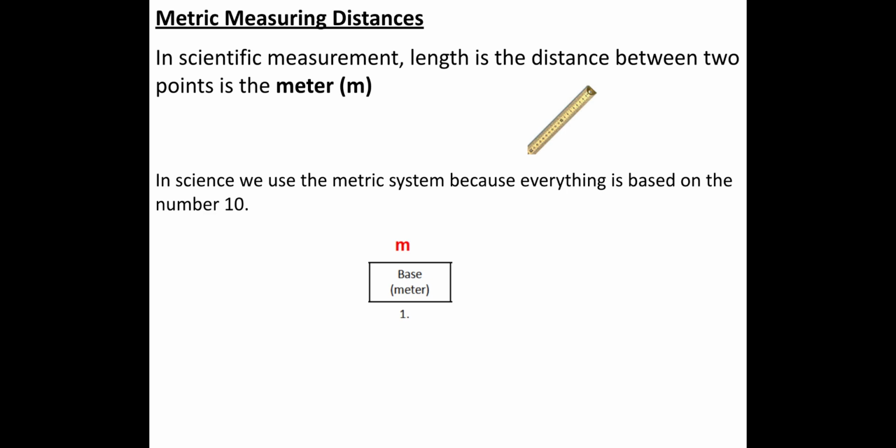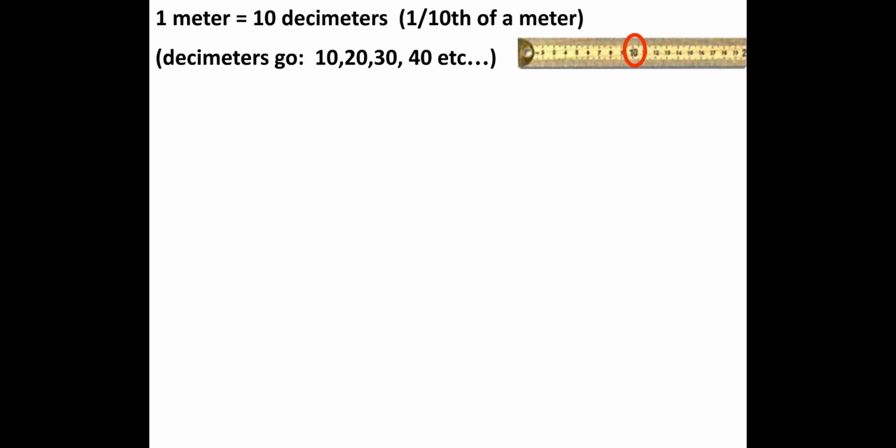All right, so in scientific measurement, length is the distance between 2 points. And when we are using the metric system, we will use the meter as the unit of measurement. And the metric system is a system that is based on the number 10. It is based on the number 10.